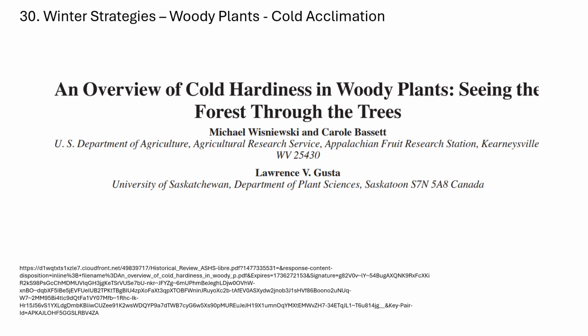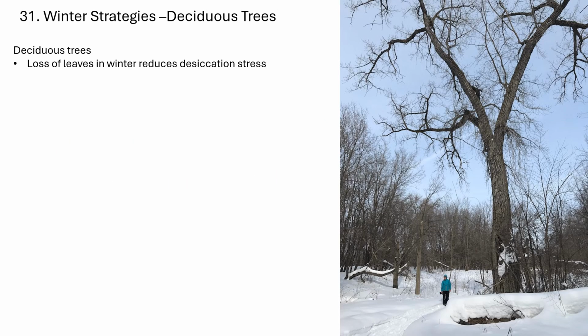Okay, so those are some general winter strategies for woody plants, thinking about the bark and cold acclimation. Now we'll look at more specific winter strategies seen in deciduous trees. These are trees that lose their leaves at the end of the growing season. And why do they do that? Well, remember, you've got the cold stress and you've got this desiccation stress in the wintertime. With no leaves, you have less likelihood of losing water from those leaves. So it's a great strategy that deciduous trees use.